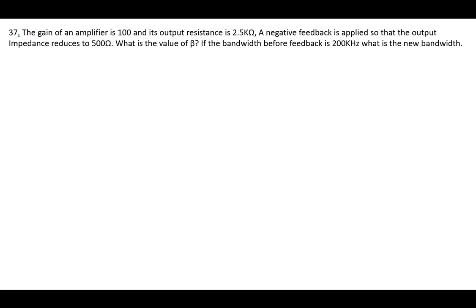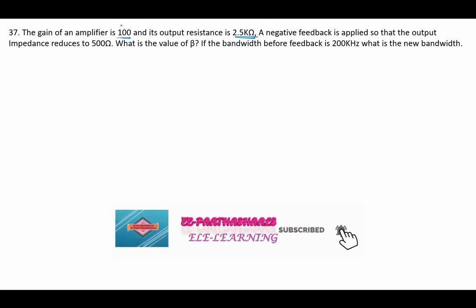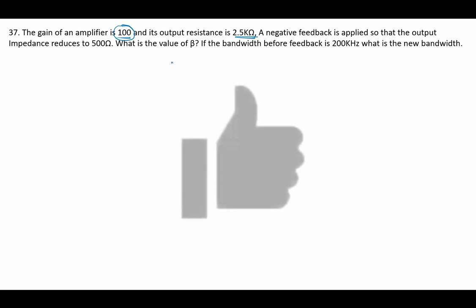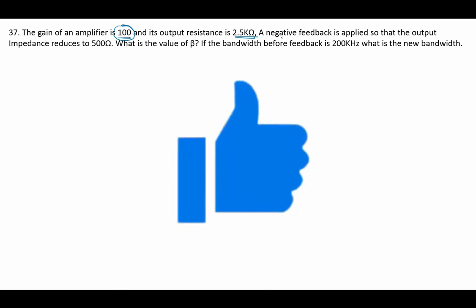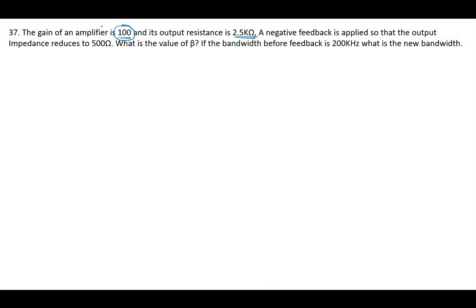We'll go to the next problem. The gain of an amplifier is 100 and its output resistance is 2.5 kilo ohm. After this, a negative feedback is applied. That means this gain is the gain without feedback. After negative feedback is applied, the output impedance will reduce to 500 ohm. Now I need to calculate the value of beta. Again, before the feedback, if the bandwidth is 200 kilohertz, what is the new bandwidth?